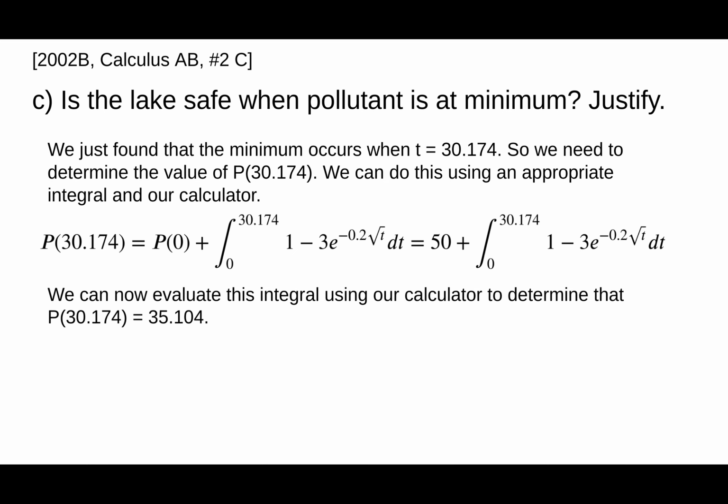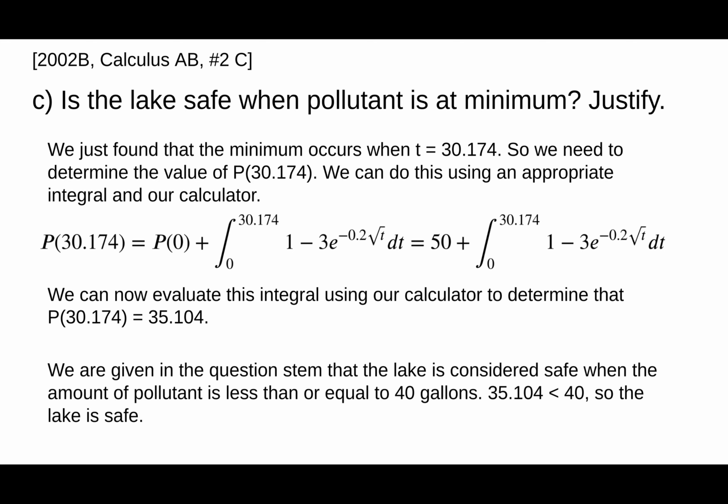Right, so if we do this on a calculator, we can evaluate this integral, and it turns out that p of 30.174 is 35.104. Okay, so when the pollutant is at a minimum, there is 35.104 gallons of pollutant in the lake. All right, we're given in the question stem that the lake is considered safe when the amount of pollutant is less than or equal to 40 gallons. 35.104 is certainly less than 40 gallons, so we can conclude that the lake is safe.